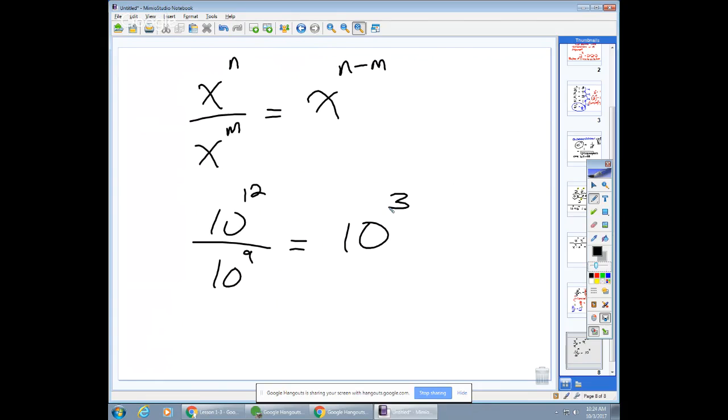And it kind of makes sense. So there's more 10s in the top, right, than the bottom? How many more 10s are in the top? 3 more. That's what this says. There's 3 more 10s in the top. It's simple.